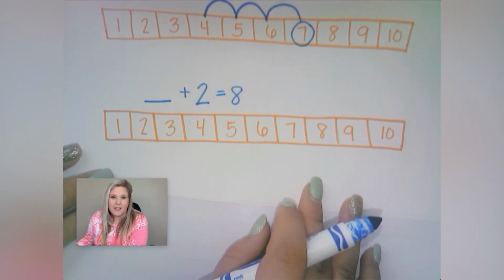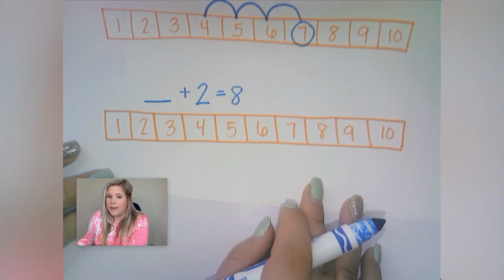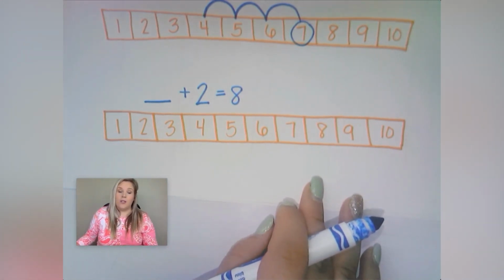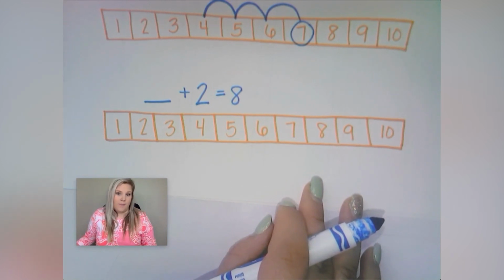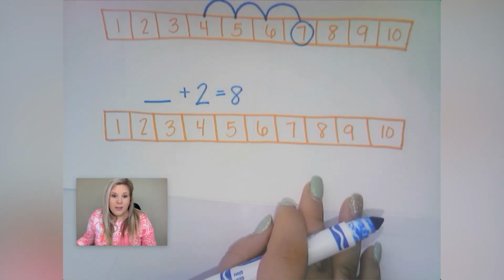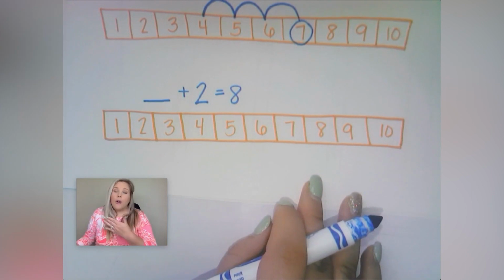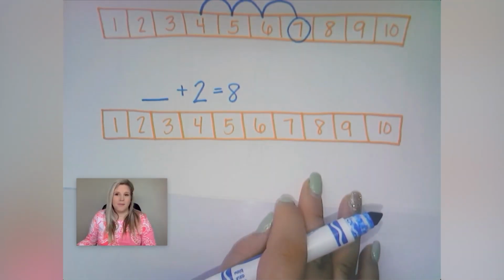All right, I want you to look at your number path and choose if you are going to count on or count back to solve this equation. Now I want you to do it. Find your start number and circle it. Now make your hops for counting on or your hops for counting back.